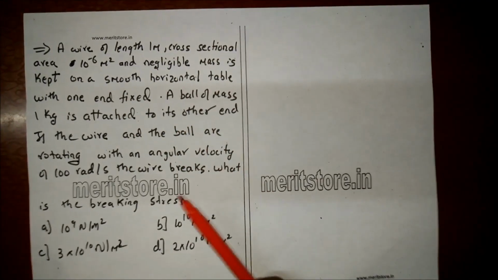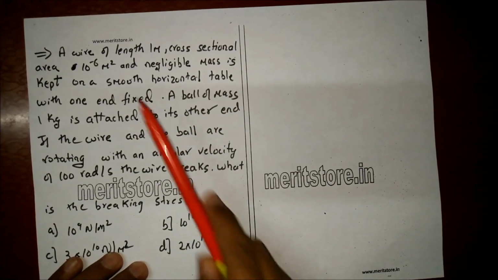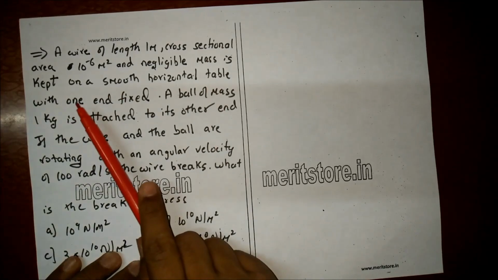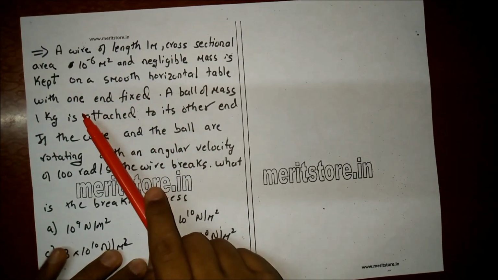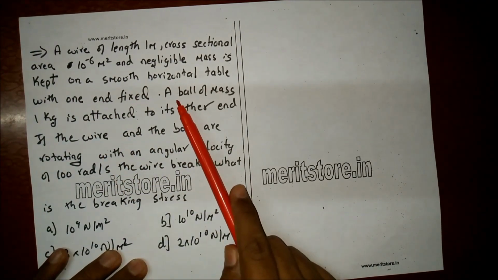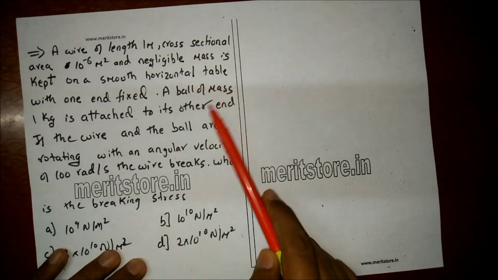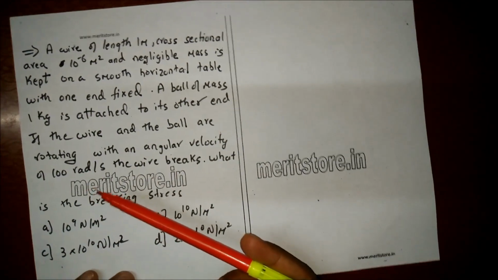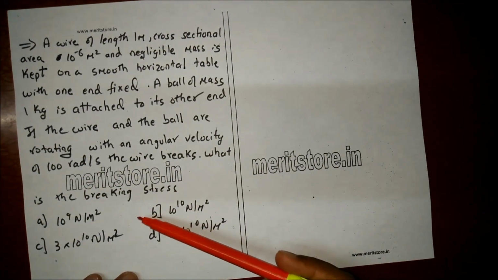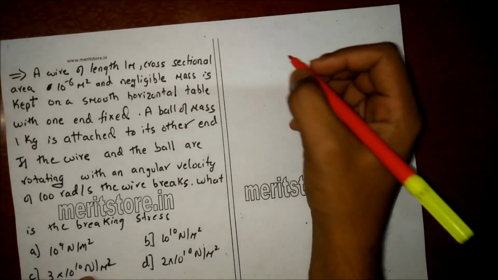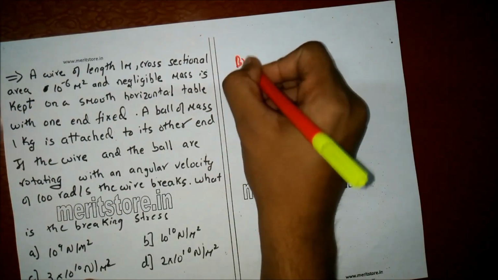A wire of length 1 meter, cross-sectional area 10 raised to minus 6 meter square, and negligible mass is kept on a smooth horizontal table with one end fixed. A ball of mass 1 kg is attached to its other end. If the wire and the ball are rotating with an angular velocity of 100 radians per second, the wire breaks. What is the breaking stress? Now, here are the options.